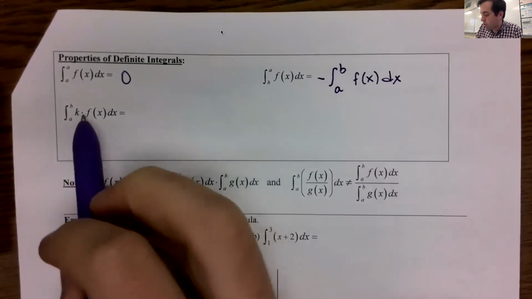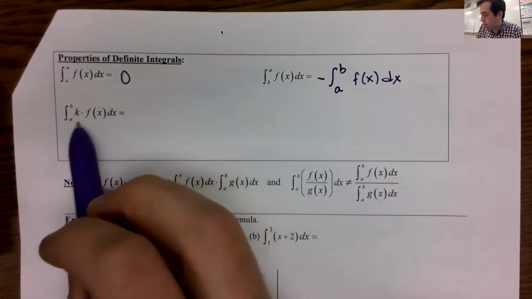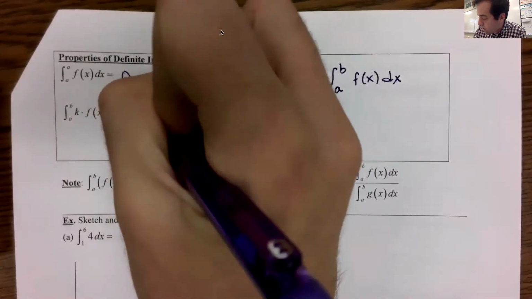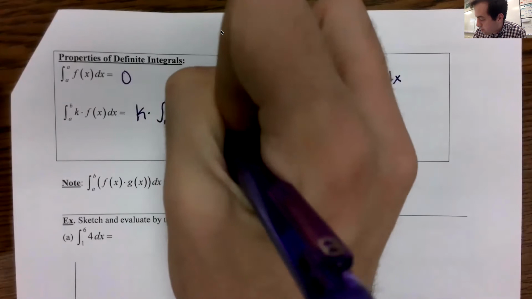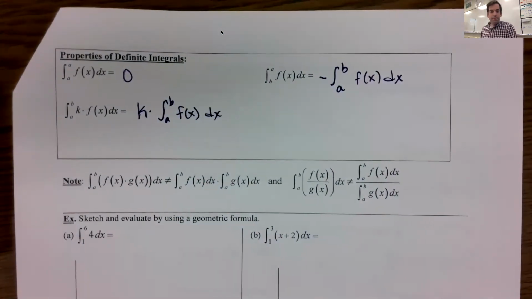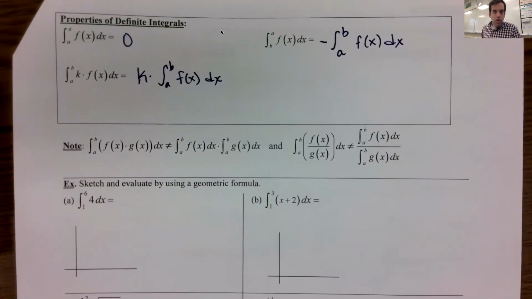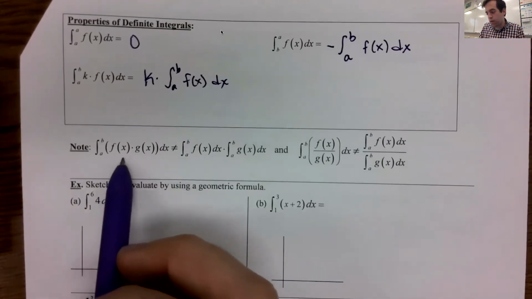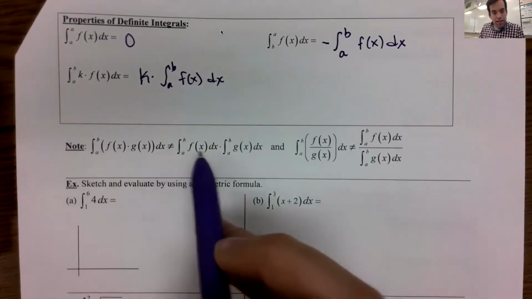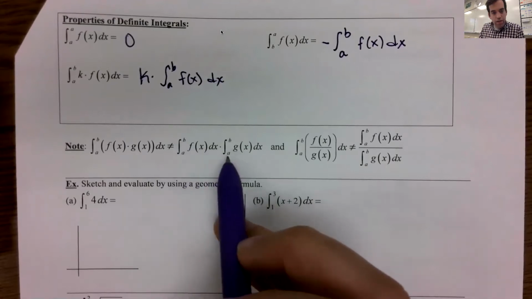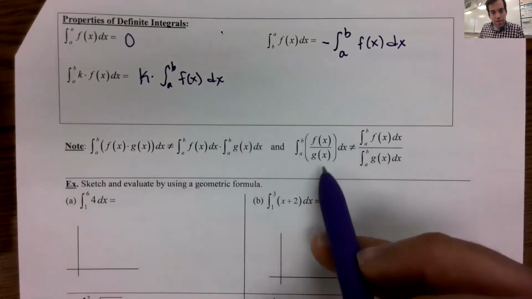And if we have a constant that's multiplied by a function within an integral, it's the same as if we pulled the constant out in front, like that. It is important to note that although if you're adding or subtracting two functions inside of an integral, you can separate them into separate integrals, you cannot do that with multiplication and division. So if we have f of x times g of x within an integral, it does not equal the integral of f of x times the integral of g of x. Same is true for division.